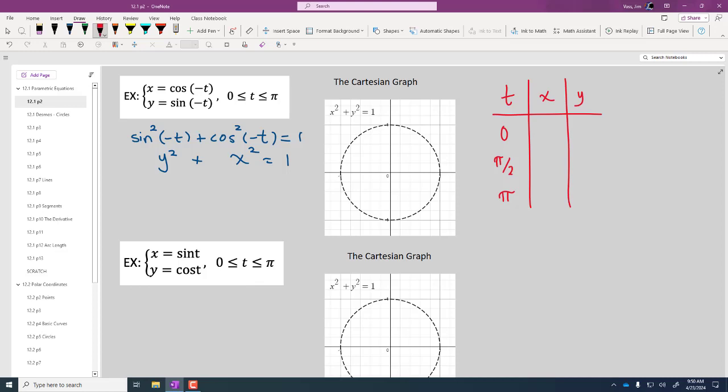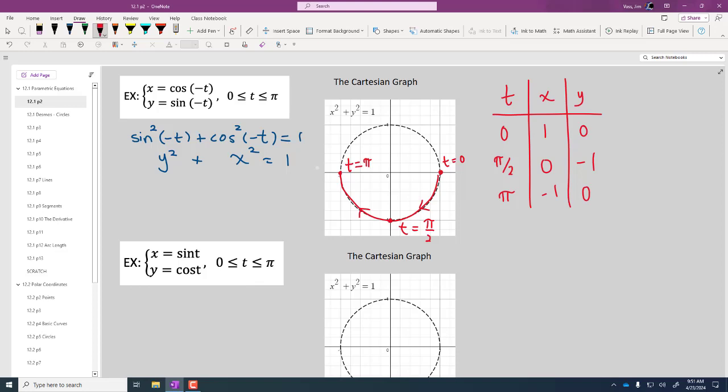We plug in our 0 up here. Cosine of 0 is 1. Sine of 0 is 0. So this tells us that we're right here when t is 0. Then we plug in the pi over 2. Cosine of negative pi over 2 is 0. Sine of negative pi over 2 is negative 1. So this puts us down here when t is equal to pi over 2. And sure enough, when we plug in pi, cosine of negative pi is negative 1, sine of negative pi is 0. So we're over here when t is pi. We can now connect the dots, and we know that the orientation is this way, because that's the direction the points are plotted.